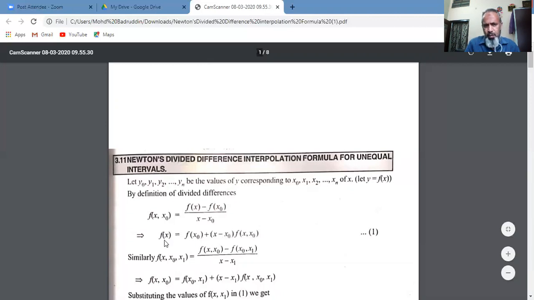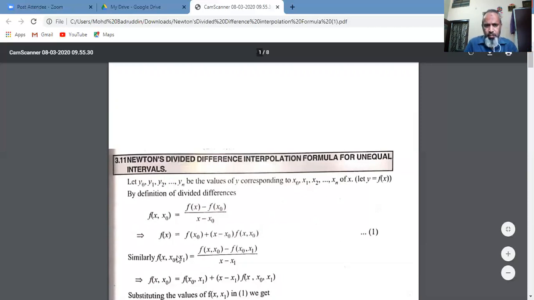So the polynomial can be written as f(x0), that is y0, plus (x − x0) into the first divided difference. So this is the first degree interpolating polynomial. We can say that it is a first degree interpolating polynomial because here only one factor is there, (x − x0), a linear factor. So we are assuming this as equation 1.